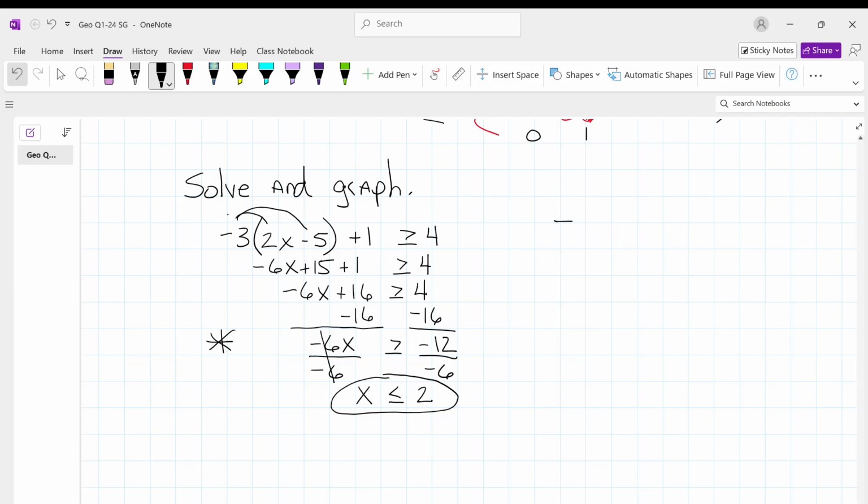So if we graph it, we put our 0 on the number line, we put our 2 on the number line. We are less than or equal to, so we've got a closed circle. And we're shading to the left.